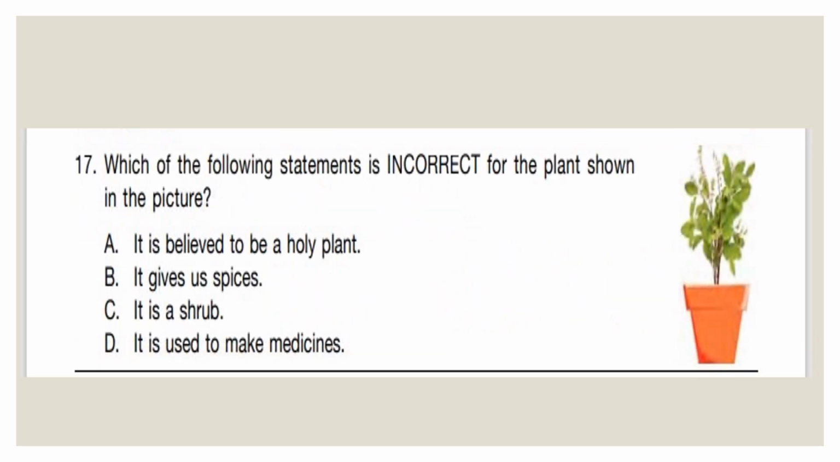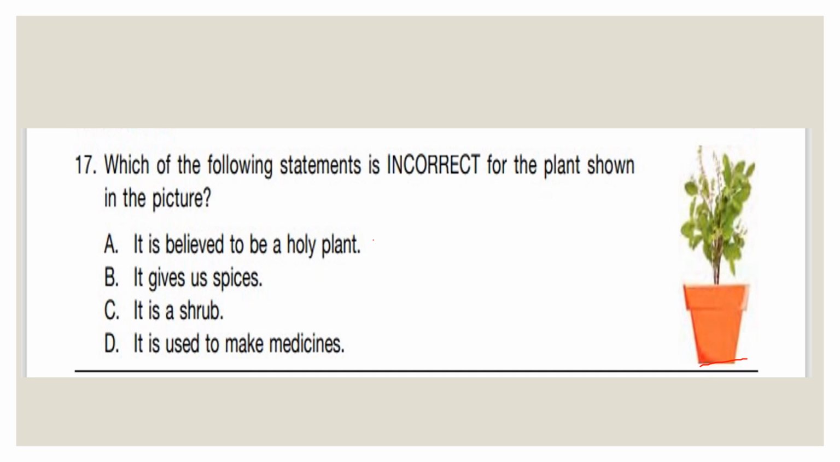Question number 17. Which of the following statements is incorrect for the plant shown in the picture? Option A. It is believed to be a holy plant. Option B. It gives us spices. Option C. It is a shrub. Option D. It is used to make medicines. This is a tulsi plant. And tulsi is believed to be a holy plant. So option A is correct.